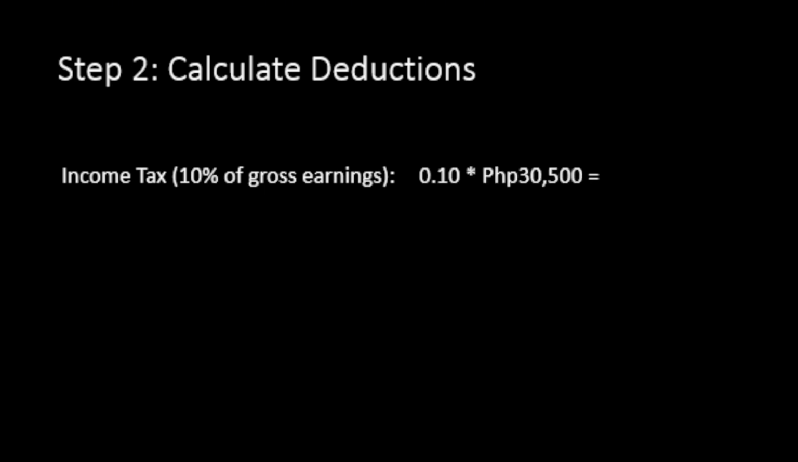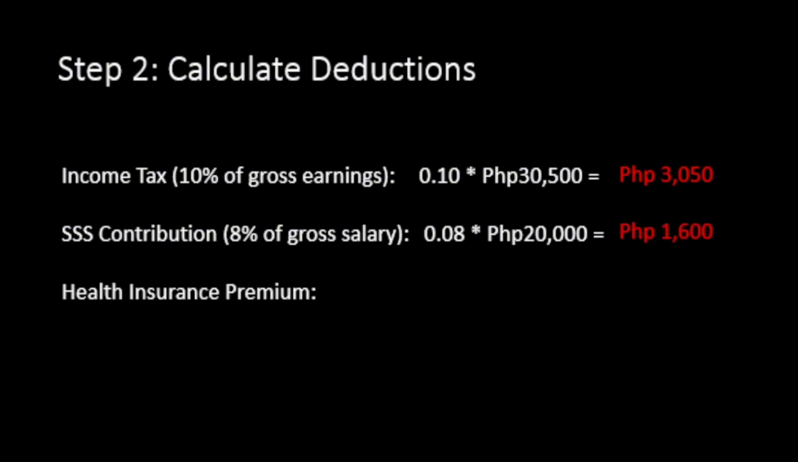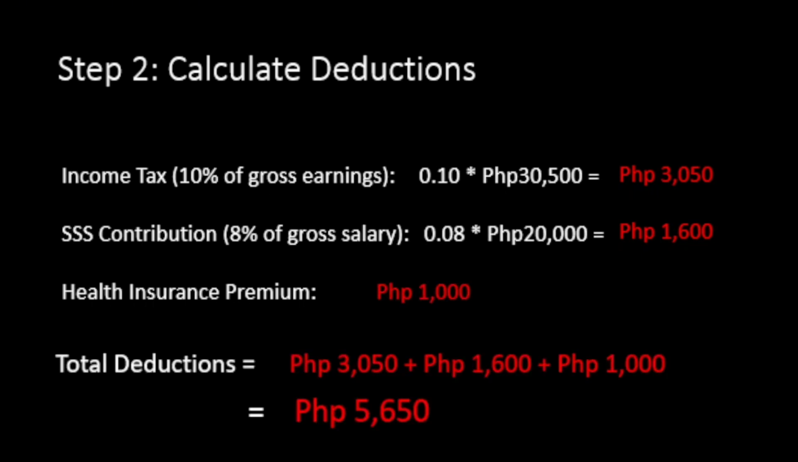Next, let's calculate her total deductions. Income tax, which is 10% of her gross earnings. 10% of 30,500 pesos is 3,050 pesos. Her SSS contribution is 8% of her gross salary. Her gross salary is 20,000 pesos. 8% of 20,000 pesos is 1,600 pesos. Health insurance premium, which is 1,000 pesos. Now her total deductions is 5,650 pesos.